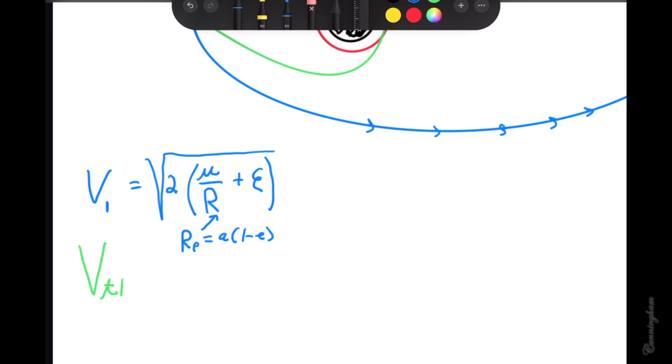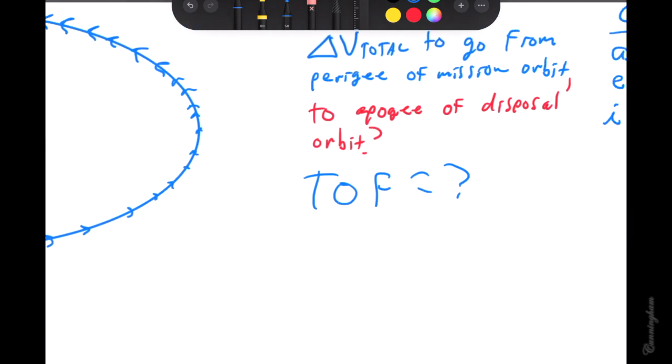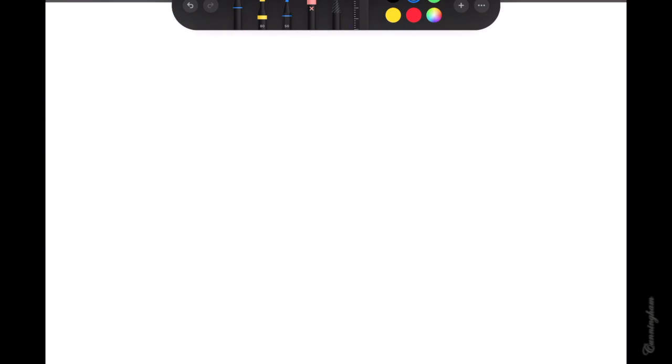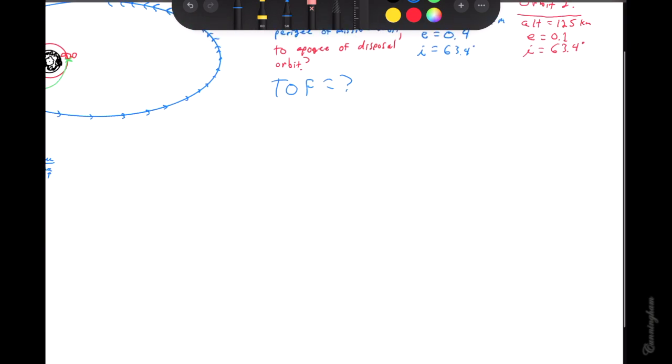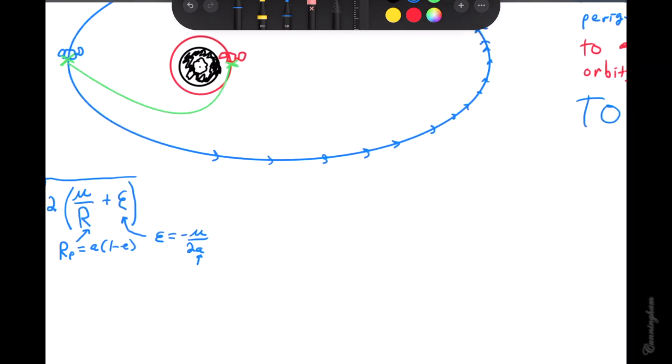And then epsilon, well, this is interesting, actually. Epsilon is going to be negative mu over 2a for all 4 of these velocities. But the trick is it's going to be different by which a we use. Now, we're still in the blue mission orbit, which is a Tundra orbit. And the problem told us the semimajor axis of that bad boy is 42,164 kilometers. So that's the a we're going to use when we plug this in.